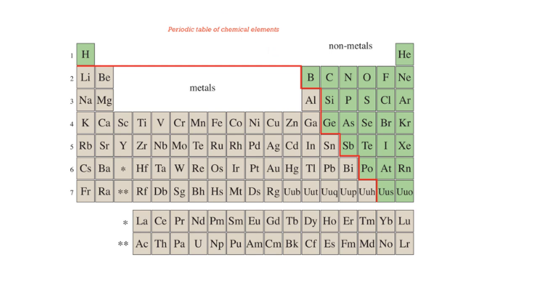So each element occupies a box in this table and it is represented by a chemical symbol. Elements are classified into metals and nonmetals. Metals are located below and to the left of the stair-step line. This is the stair-step line. It is the red line. And these elements are all solid at room temperature except mercury, which is liquid at room temperature. Okay?